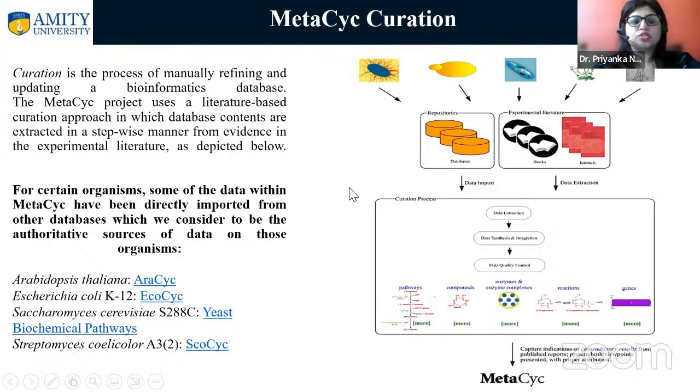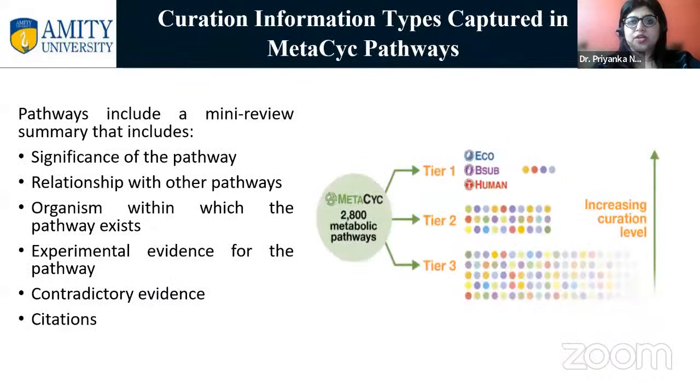This is the process you can see, and there are other databases such as AraCyc, which is for Arabidopsis, EcoCyc, which I just spoke about, yeast biochemical pathways databases, and ScoCyc, which is for the Streptomyces coelicolor organism. So these are all organism-specific databases, where you will get a lot of information based on your organism of interest.